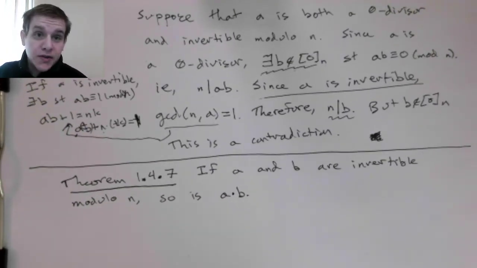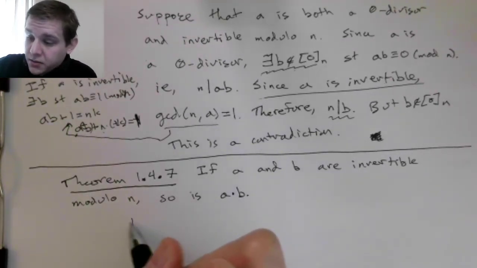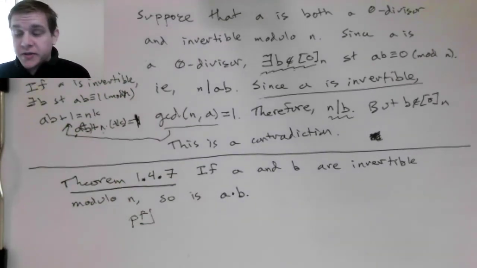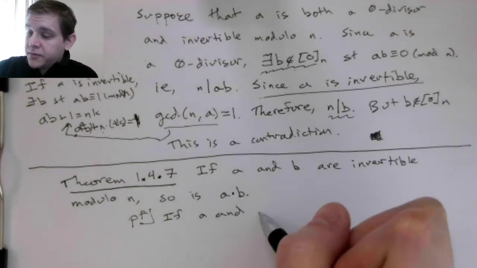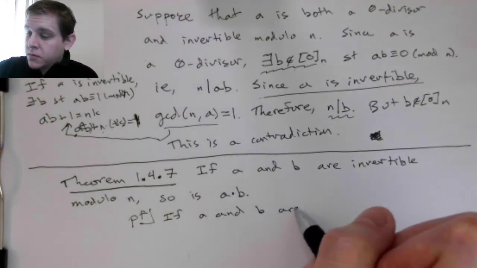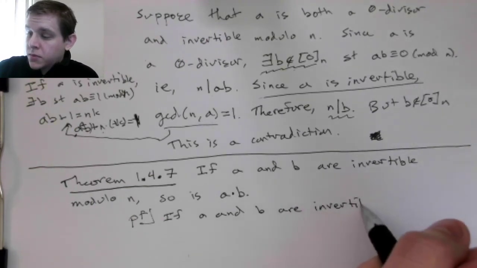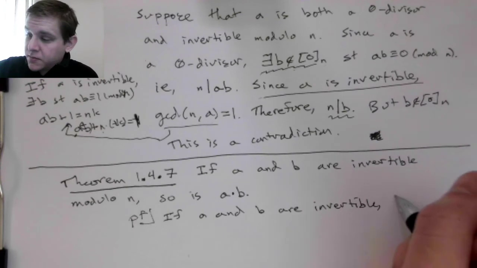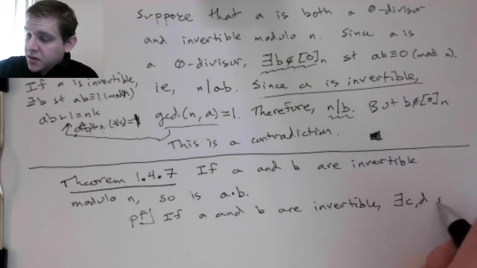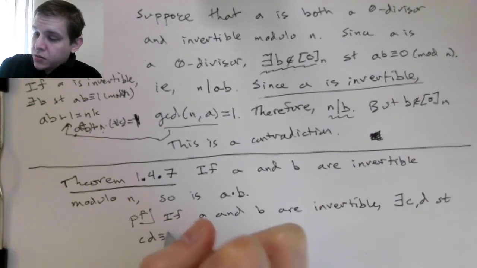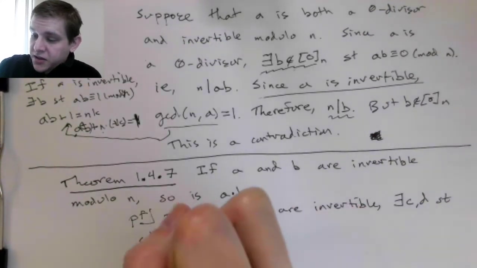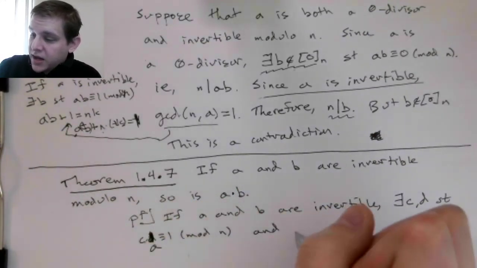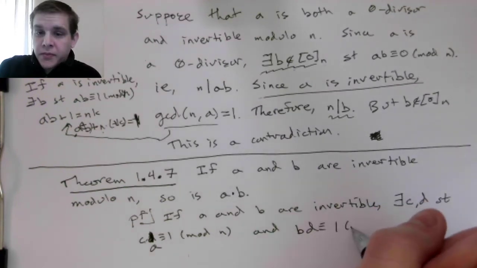And there are a number of ways to prove this. I'm going to give my proof here, which I think is the shortest. So if A and B are invertible, then they have inverses. There exist C and D such that C times D is congruent to 1 mod N, and C times A is congruent to 1, and B times D is congruent to 1 mod N.